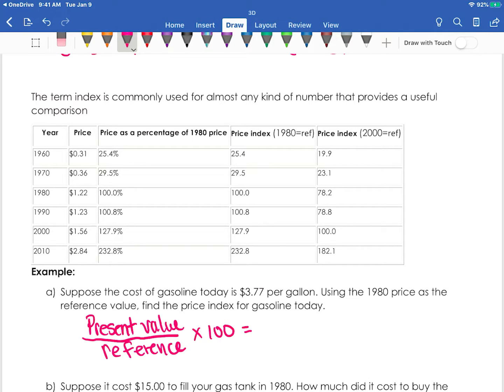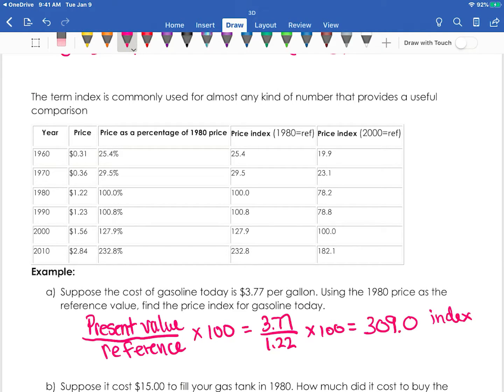Our present value, what we're trying to compare, is the 3.77. What we're comparing it to is our reference value, which is the gas price in 1980. If we look at 1980, it's $1.22. We multiply that by 100 to put it in percent form. When we do that, we get 309.0. So this is our index number for the cost of gasoline today using 1980 as the reference.